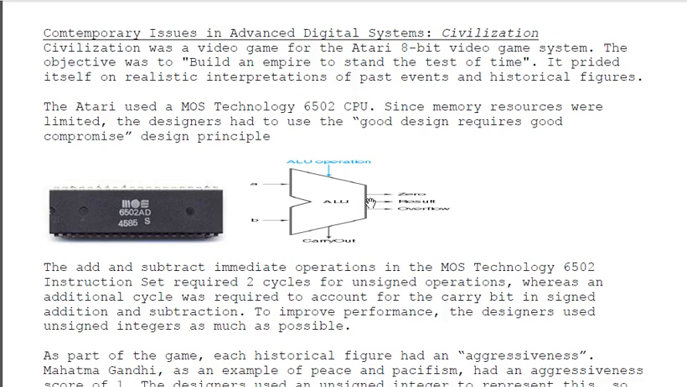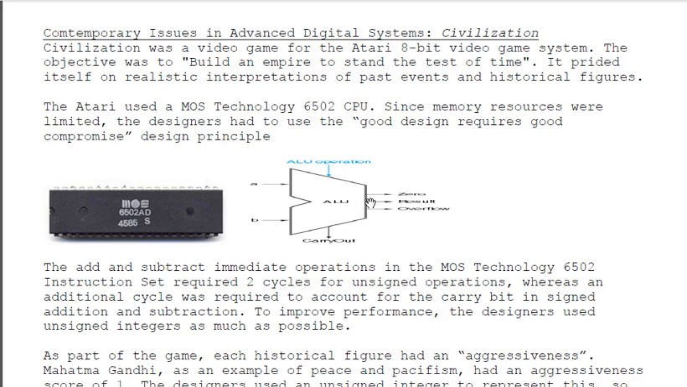And we're going to discuss how not understanding how code is impacted at the architecture and advanced digital system level impacts the ability of your game to properly operate. So the Atari used a 6502 computer architecture, MOS Technology CPU. Since it's only 8-bit, they had to use these design principles. They tried to have highest performance, and then good design requires good compromise.